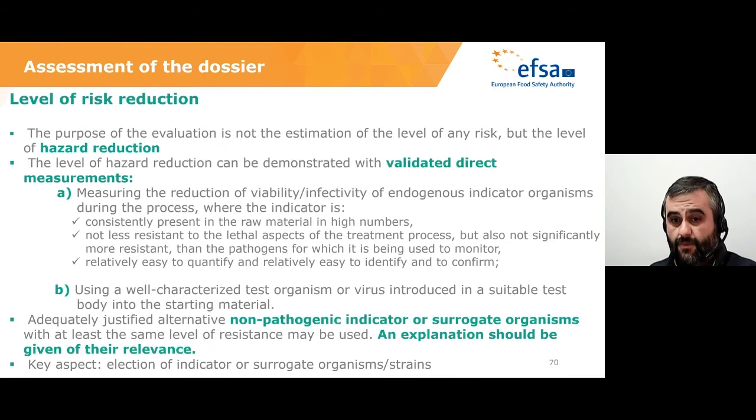So they should be present in high numbers. They should be more resistant to the parameters of the process, let's say to heat if it's a thermal process, or to pH if it's a chemical process. So they should be more resistant than the biological hazards that may be present there. So they should be good indicators. If they are less resistant than a hazard that could be present, in principle, they wouldn't be appropriate. And they should be easy to quantify and to monitor and to confirm in the lab.